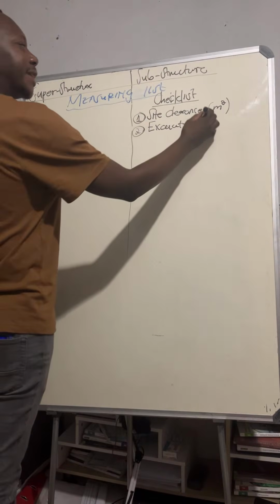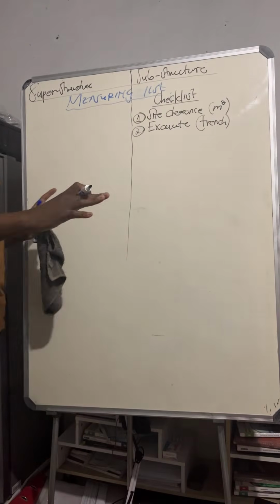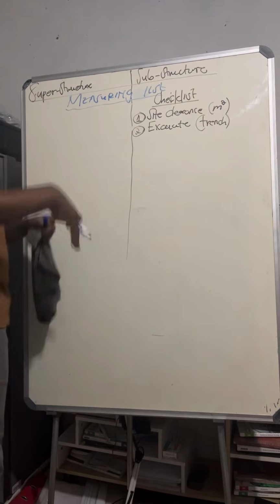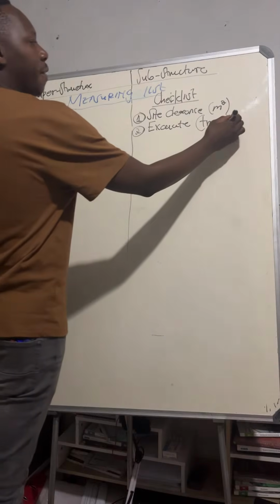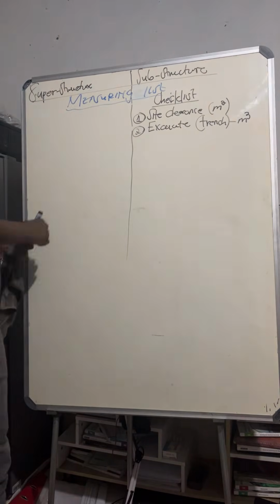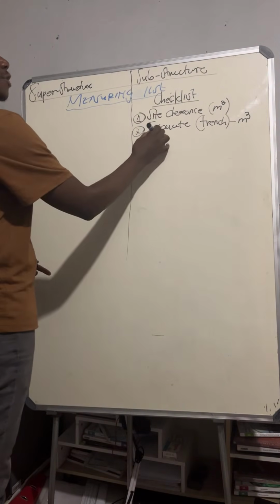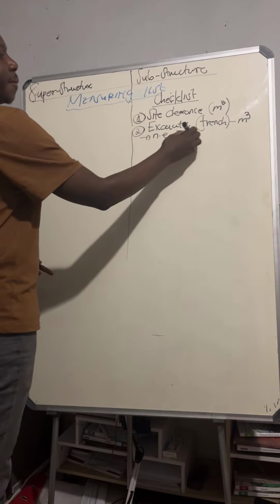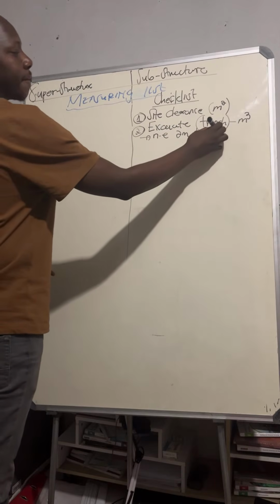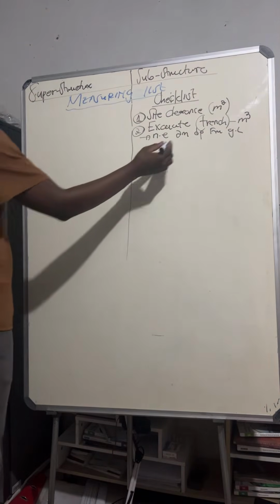What are you excavating? You are excavating a trench, because excavation is different. You can be excavating a hole, or you can be excavating a trench. That is measured in cubic meters. According to the standard system, there is a restriction: when you excavate this trench, it must not exceed 2 meters deep from the ground level. Yes. Okay. Good. That is a restriction, by the way.